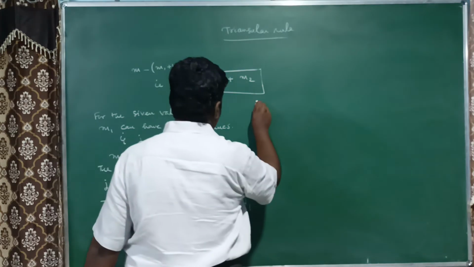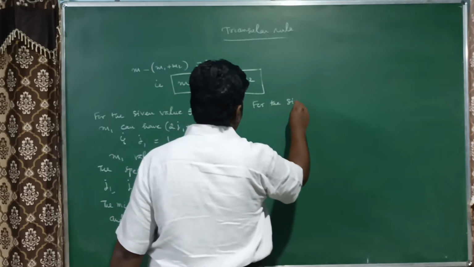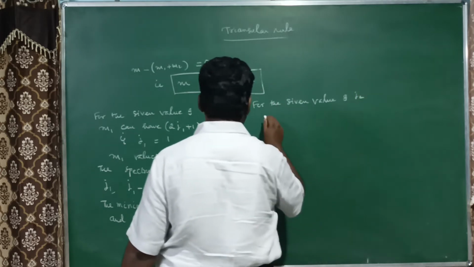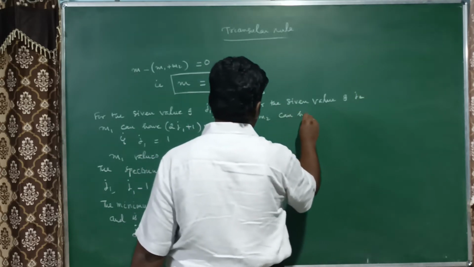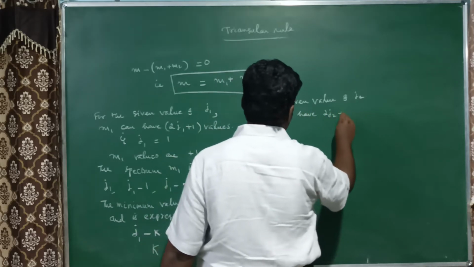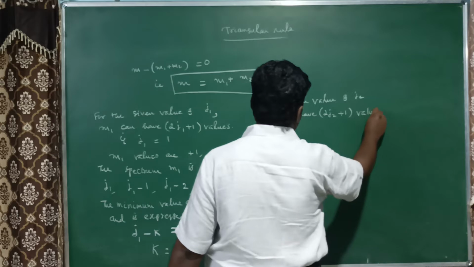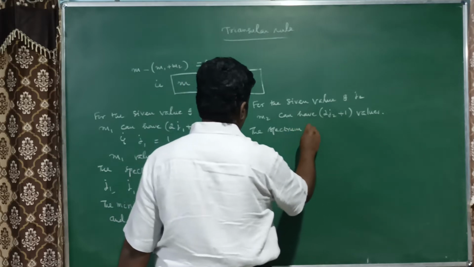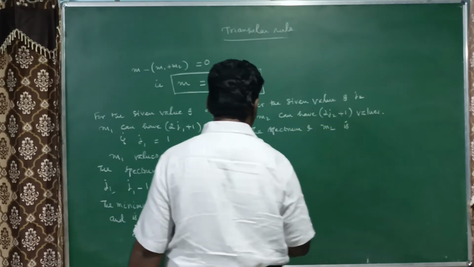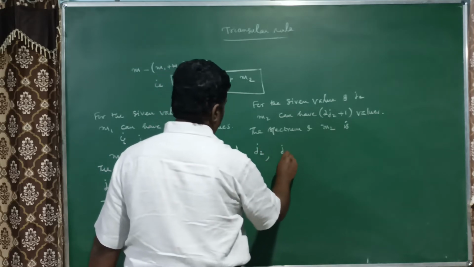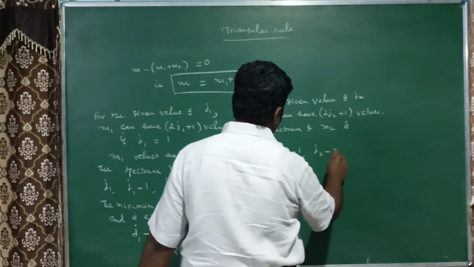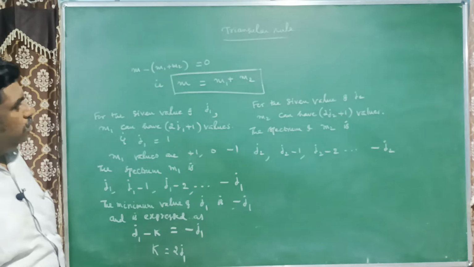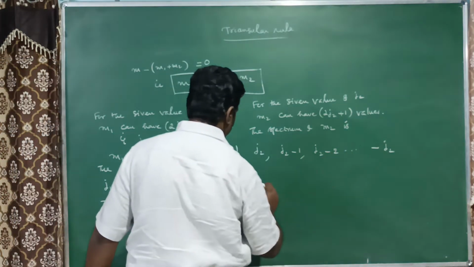In the same manner, for the given value of J2, M2 can have 2J2 plus 1 values. The spectrum of M2 is J2, J2 minus 1, J2 minus 2, and this ends with minus J2. The highest value of M2 is J2 and the lowest value of M2 is minus J2.